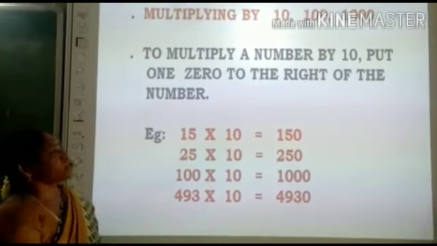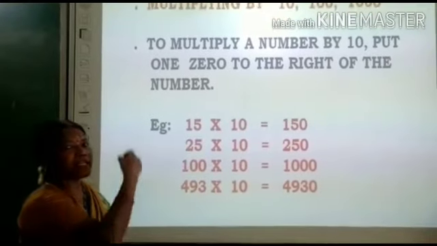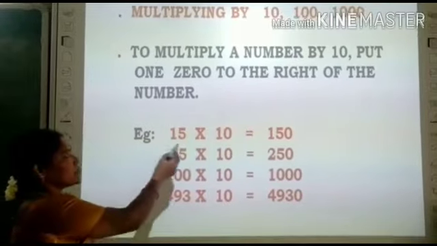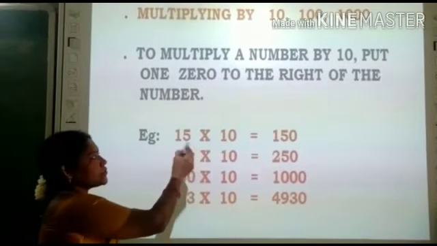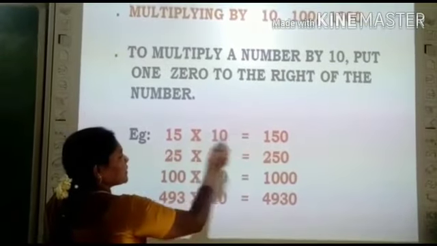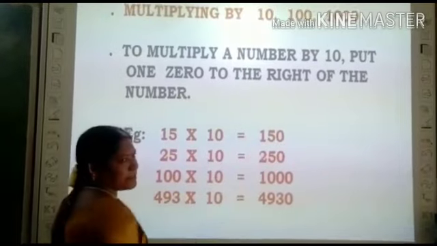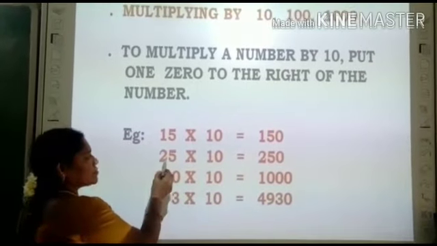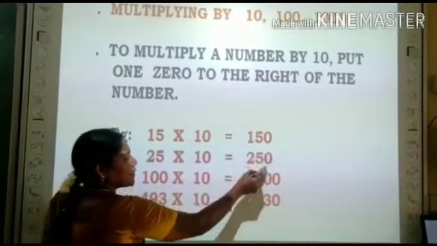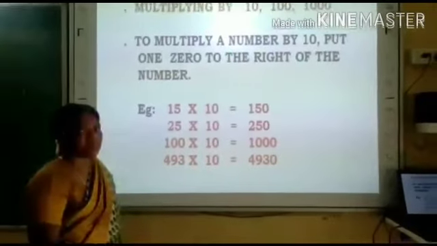First one. To multiply a number by 10, you put 1 zero to the right of the number. Take the examples. 15 into 10: you write 15 first, then you add 1 zero to the right of this number. Then 25 into 10: first you write 25, then you add 1 zero to the right of this given number.